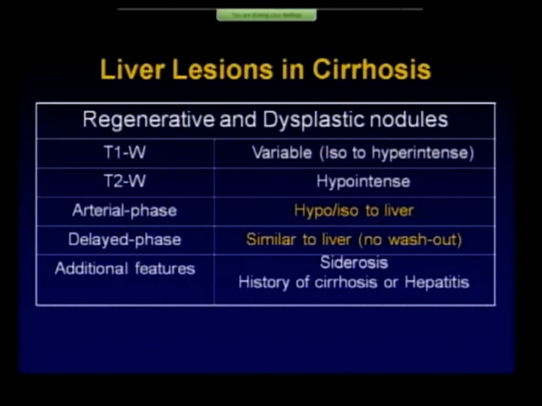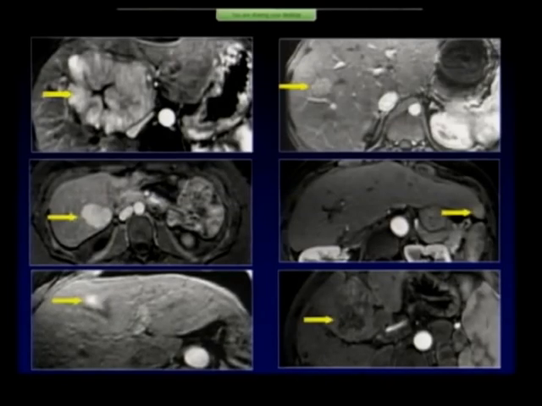Arterial phase, the lesions are hypo to iso-intense, and delayed, there is no washout. These are regenerative and dysplastic nodules. As I said before, any lesion that demonstrates washout, you've got to worry that it's not a benign lesion. It's an entity that needs to be looked at or biopsied. So additional features: liver can demonstrate cirrhosis, history of cirrhosis or hepatitis.